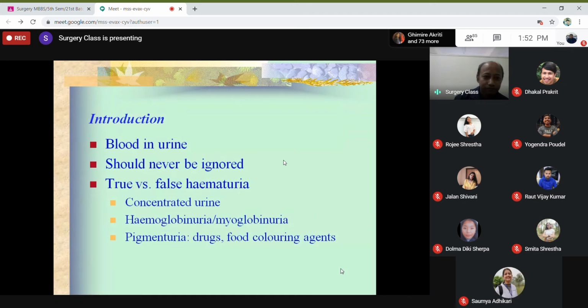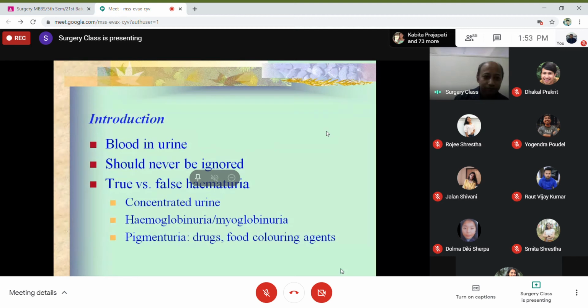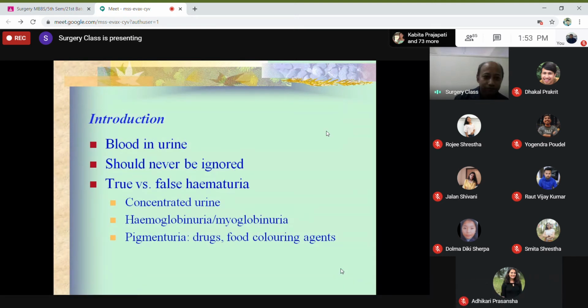These are the products of RBC lysis because of a lot of things, and when these pigments pass in urine they look red in color. Another very important thing you should not miss is pigmenturia from drugs, like rifampicin or phenolphthalein. These drugs contain pigments, and when they are excreted in urine they color it red or pinkish, and the patient may regard it as hematuria and come to you.